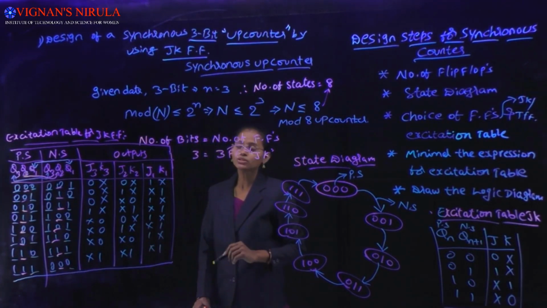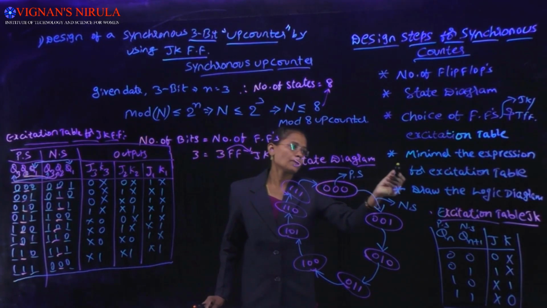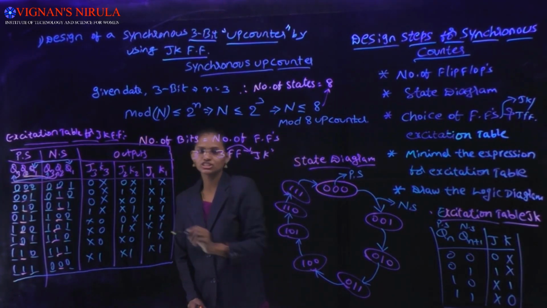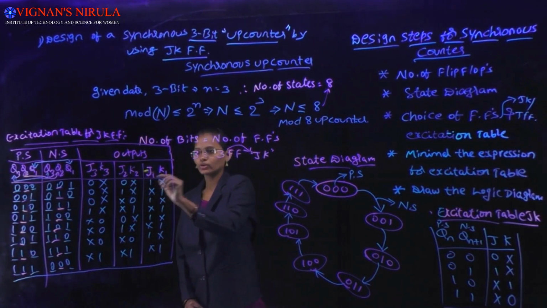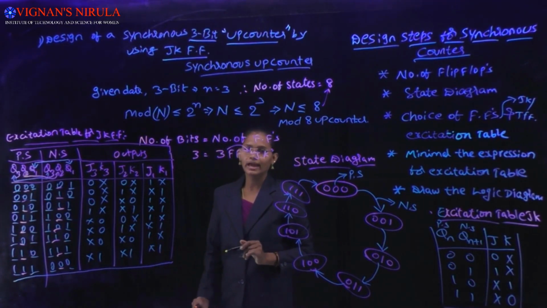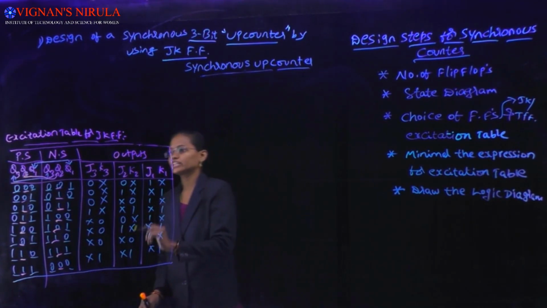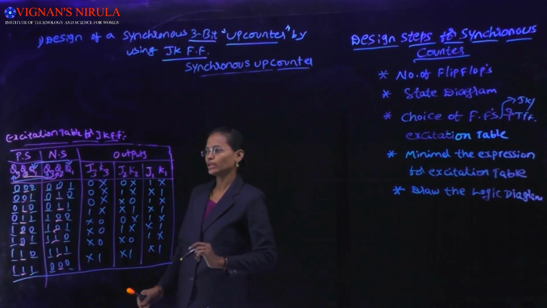These are the outputs for 3 flip-flops. Okay, and next, the fourth step is minimal expressions for the excitation table. This is the excitation table, and we find the equations J3 K3, J2 K2 and J1 K1. How to find them? By using K maps. So find the Boolean expressions by using K maps.